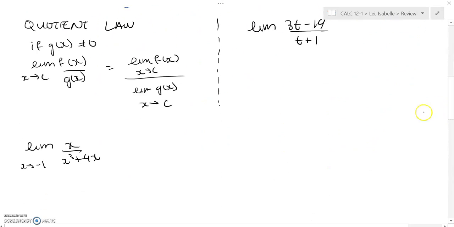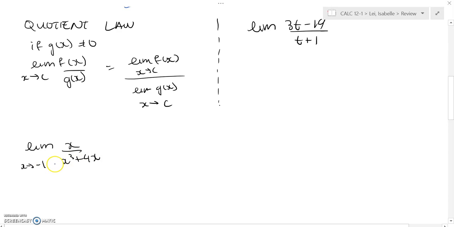Moving on to the quotient law. So the quotient law states that if g of x does not equal 0, which means the limit of f of x over g of x can actually be solved, as x approaches c, we can break that up into the limit of f of x as x approaches c divided by the limit of g of x as x approaches c. Same thing, we're just breaking it up so it's easier to deal with.